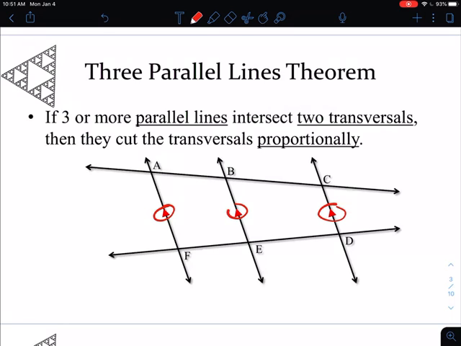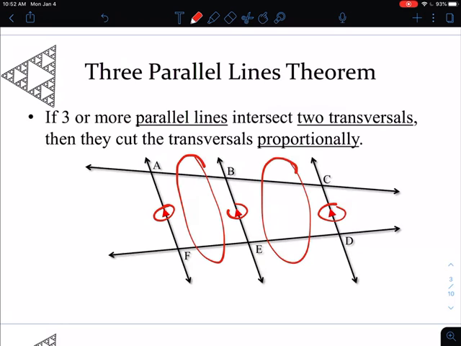So just like they were in the triangle, these 3 parallel lines are going to cut any lines they come in contact with into proportional parts. So what that means for us is that I can do a top over bottom equals top over bottom type of situation, or I can do a left over right equals left over right.